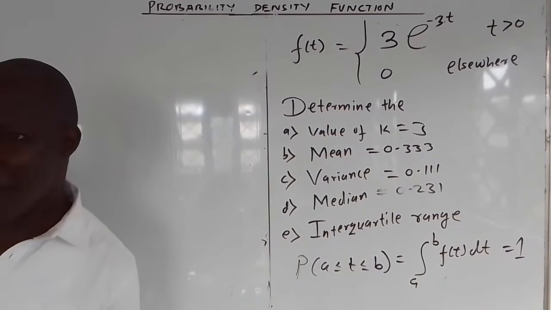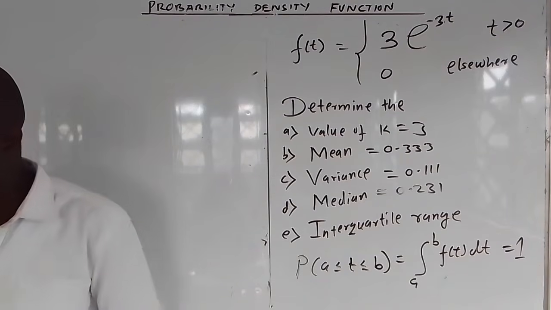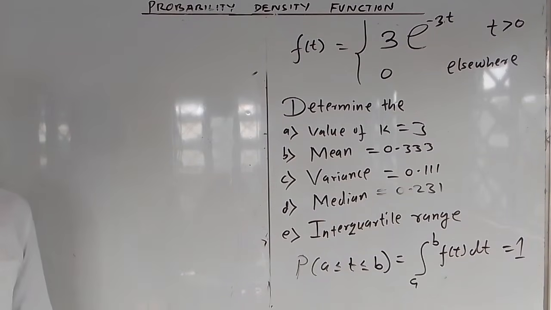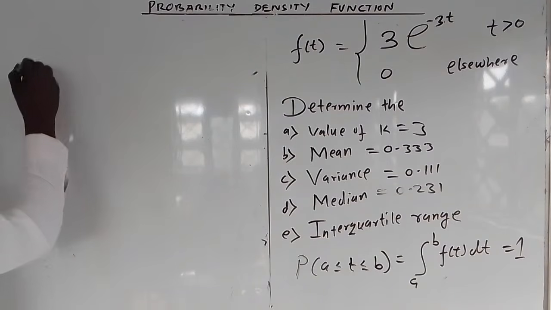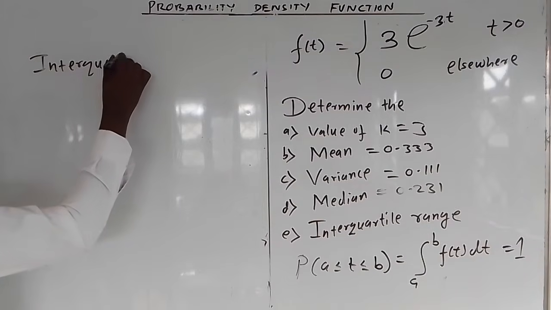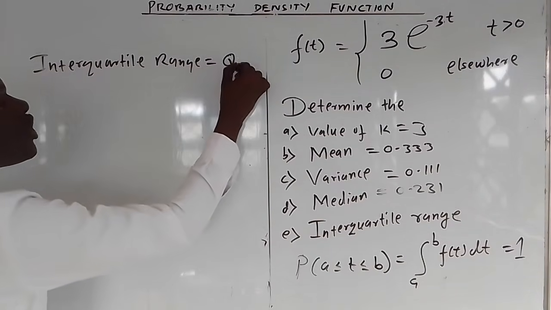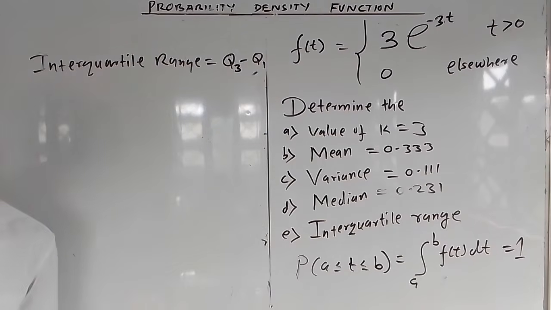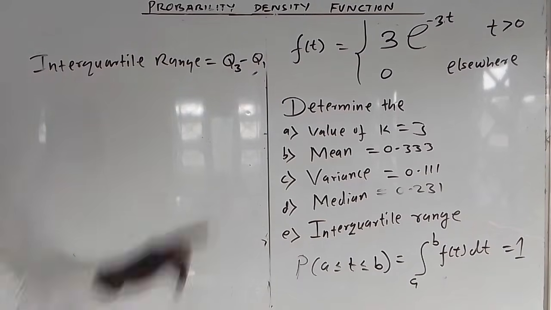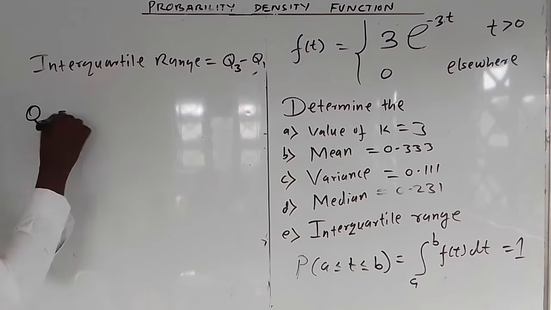So they want the interquartile range. Remember, the semi-interquartile range was upper quartile minus lower quartile divided by 2, isn't it? Meaning interquartile range is simply upper quartile minus lower quartile. So interquartile range is equals to Q3 minus Q1. Are you seeing that? So what is Q3? Let us start from there. What is Q3? The upper quartile.